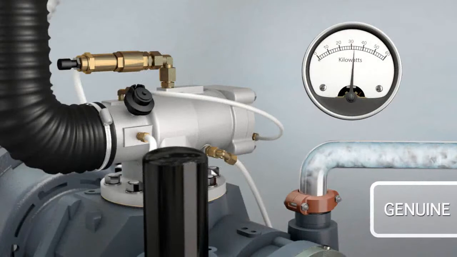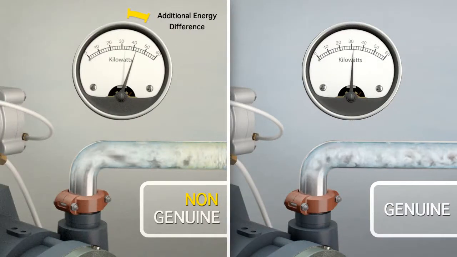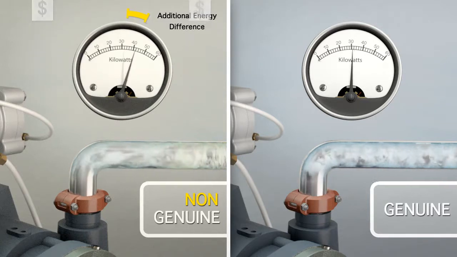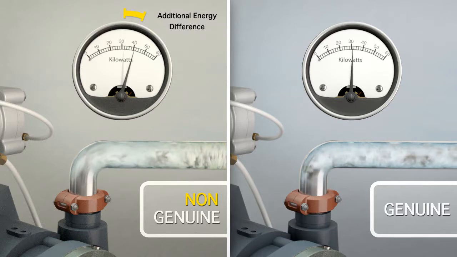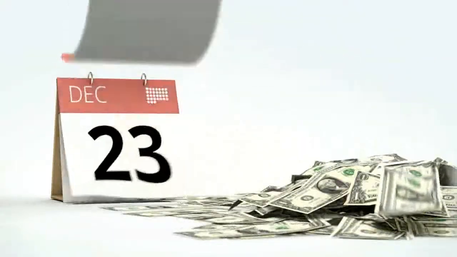It also means your compressor has to work harder to generate the additional pressure needed to compensate for the pressure drop, putting unnecessary load on your motor and further adding to your energy costs. Multiply this extra power requirement across the life of the filter element and costs soon start to accumulate.